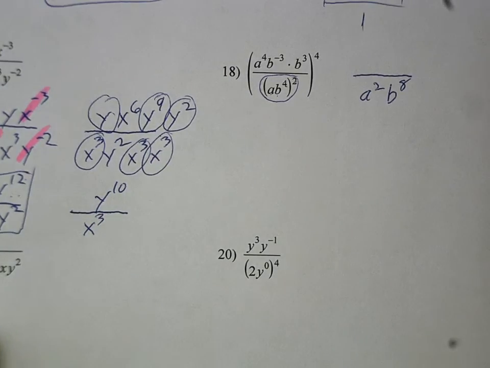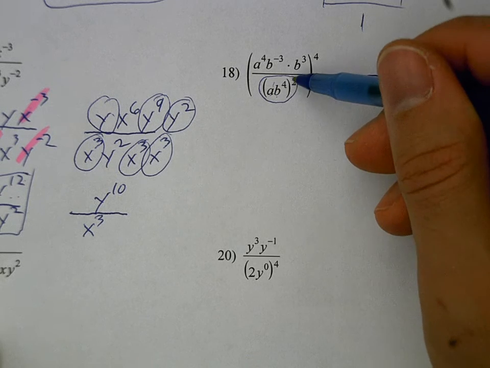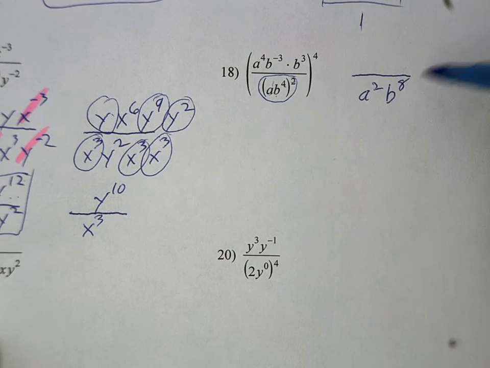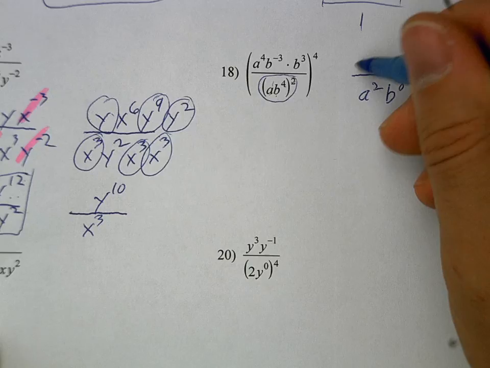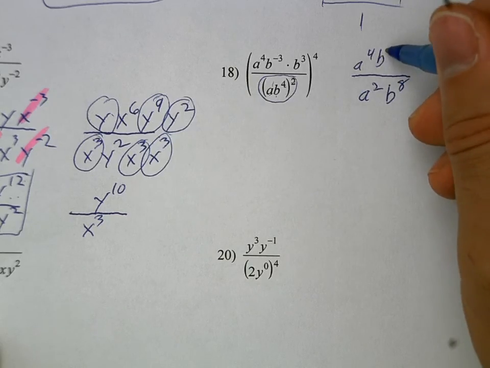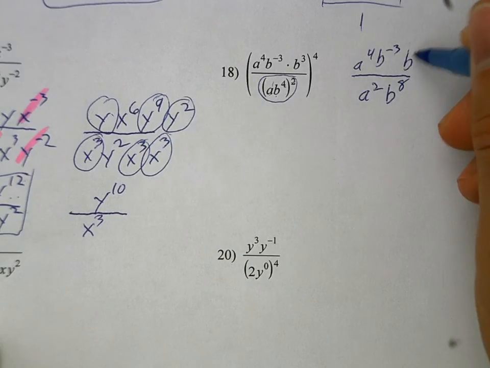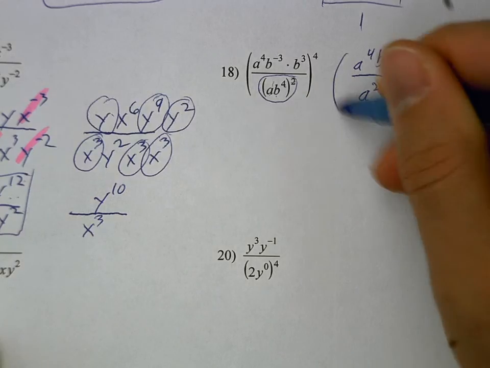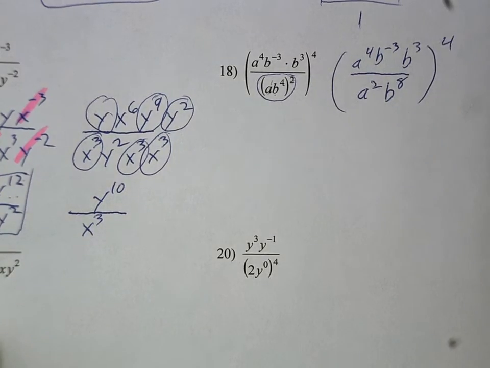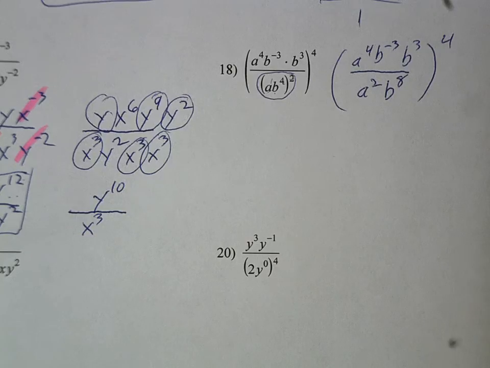Okay, so a, 1 times 2 is 2. 4 times 2 is 8. We still have a to the fourth, b to the negative 3, and b to the positive 3, all to the fourth power. So why would we put the negative up on the top? Why can't we just put everything on the bottom? We could. We could move that down to the bottom if you wanted to.